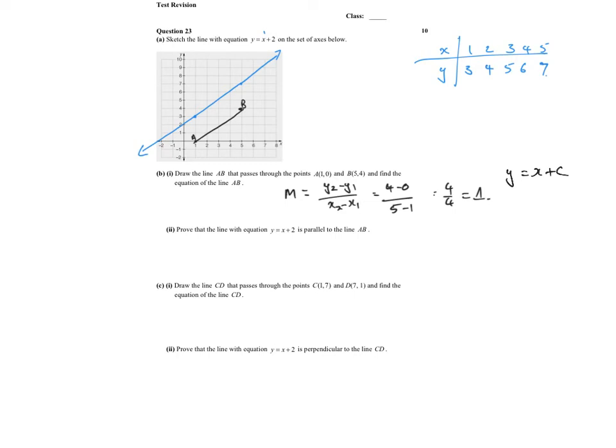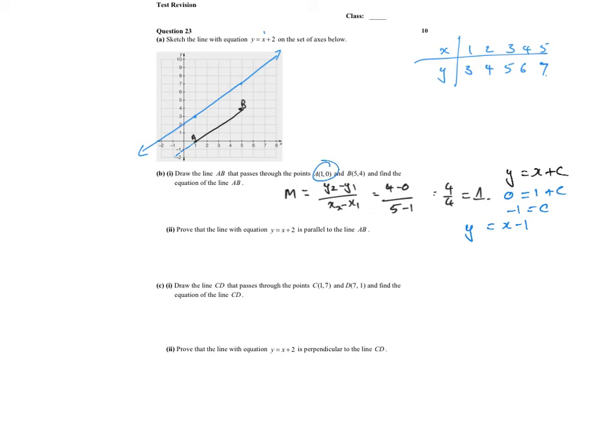What if I substitute a point in? Doesn't matter. 1, 0. So x is 1, y is 0. 0 is equal to 1 plus c. So c equals negative 1. So the equation is y equals x minus 1, which kind of looks like it could be right, because if I extend that out, it looks like it's going to go through negative 1. So that's a good sign for us.